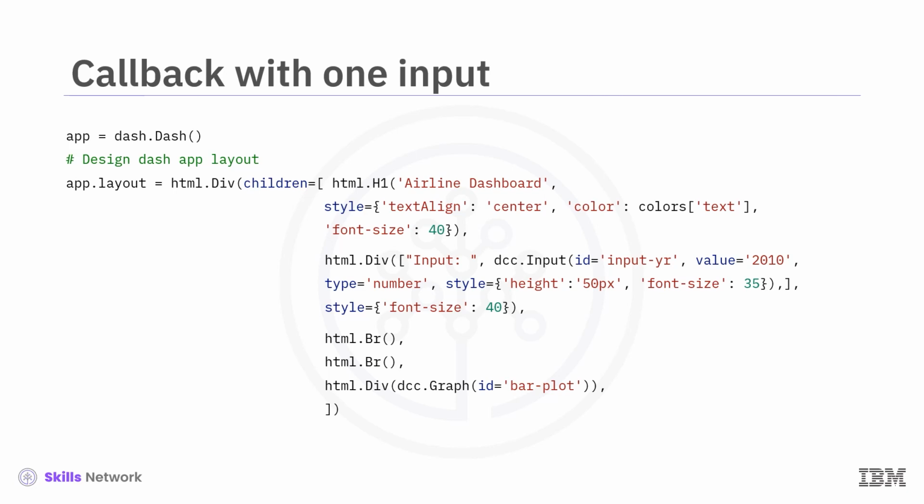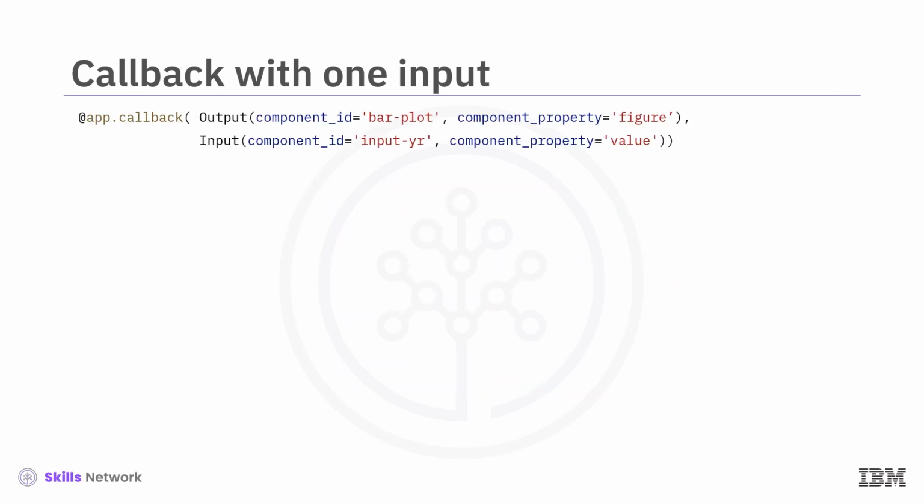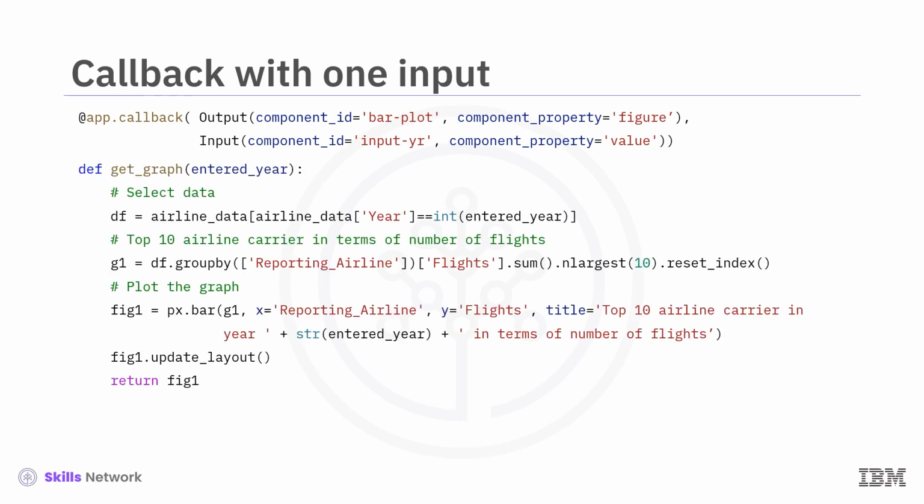Note the component IDs. We will add a callback decorator, app.callback. Input to the callback will be the component with ID input-YR and property value. Output to the callback will be the component ID bar-plot and property figure. Component_id and component_property keywords are optional and provide clarity. Next, we will define the callback function get_graph. The entered year will be the input. Using the year, we extract the required information from data and the application layout graph updates.